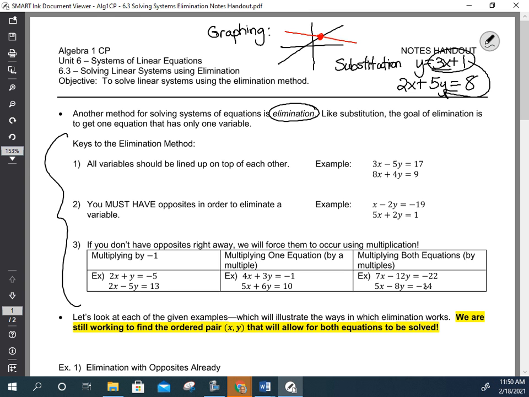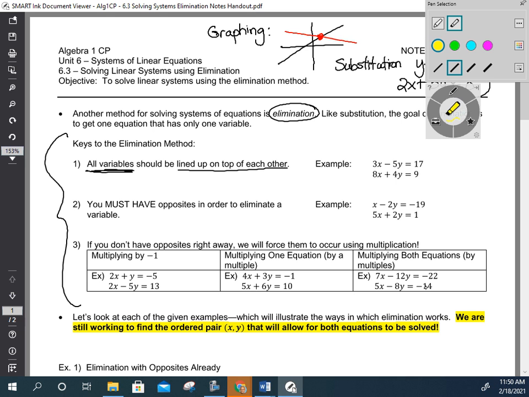First thing, all the variables should be lined up on top of each other. Meaning, if you look at the example that we have, x's should be lined on top of x's. The y's should be lined on top of the y's.